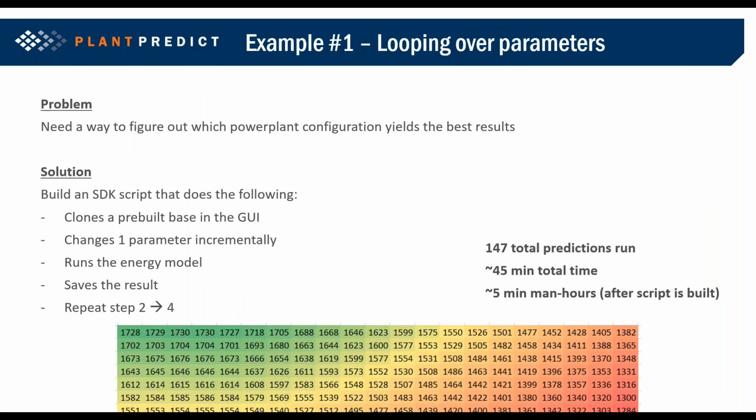Here's example 1. Example 1 is looping over various parameters. We actually use this all the time. It's extremely valuable to us. The problem statement that we had was, we need to find a way to figure out which power plant configuration gives us the best yield. And so our solution was to build an SDK script that does the following.